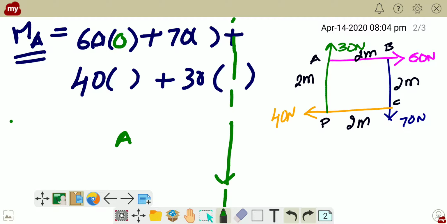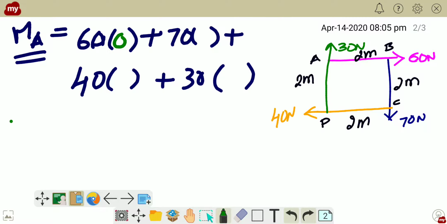The line of action of force also passes through the force itself, so it is not needed to indicate the line of action of force within the force. So what is the perpendicular distance between point A and the line of action of force? That is 2 meters, which is already given in the question. So here I am going to write it. Here it is 2 meters, and the force intensity is 70 newtons. So the distance is 2 meters.